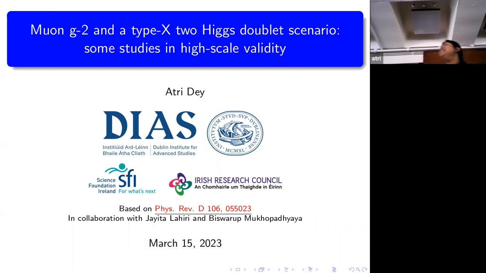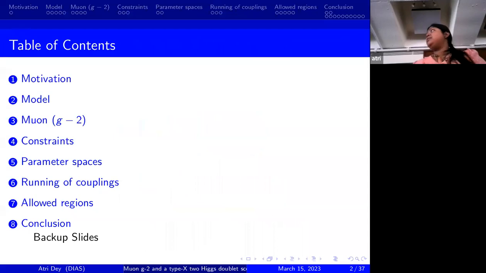Good afternoon, everyone. Today I'm going to talk about one of my projects, on Muon G-2 and the type X two-Higgs-doublet scenario, and some studies on high scale validity. This talk is based on our paper, which is published in PRD, with my collaborators Joyita Lahiri and Bishwar Mukhopadhyay. I'll go through these things one by one.